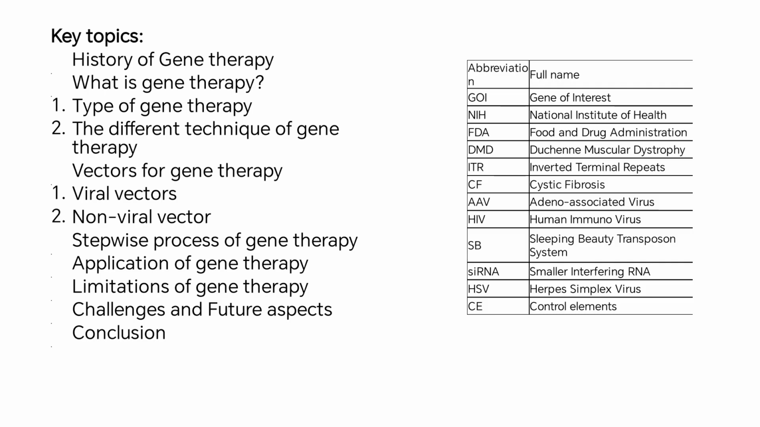So what are the key topics that we are going to see? The history of gene therapy, which you can read from the textbooks. And what is gene therapy, we are going to deal with in detail, and types of gene therapy and different techniques of gene therapy, that is vectors for gene therapy, viral and non-viral vectors, and how the stepwise process of gene therapy is carried out, what the applications of gene therapy are, and limitations and challenges of future aspects. And on the right side, the table shows some of the abbreviations which are relevant to gene therapy.